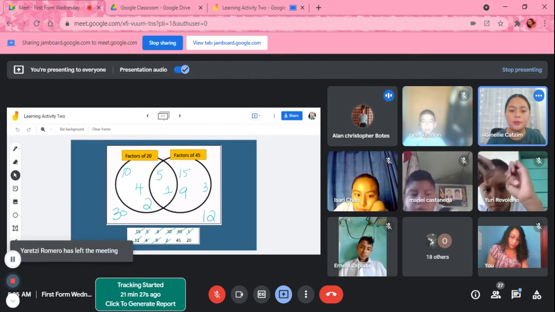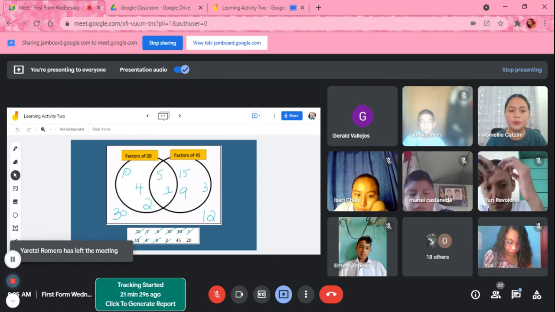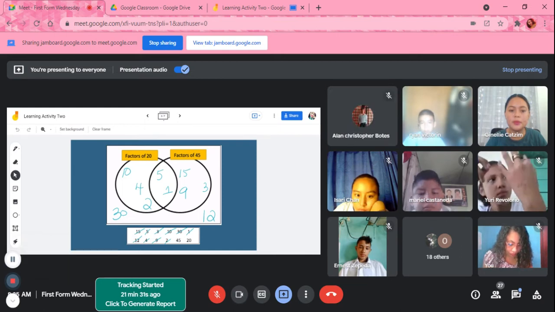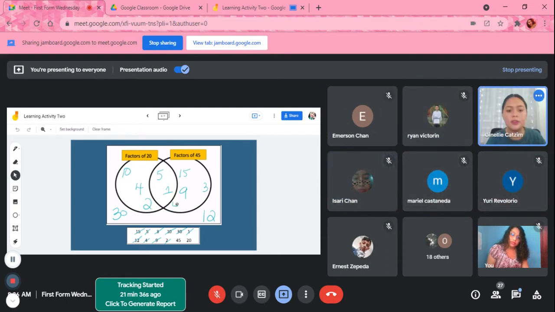45. That's a factor of 45. And the last one, 20: is it a factor of 20? Yes, of 20 by itself, right? So please have these in your notes. Don't forget.